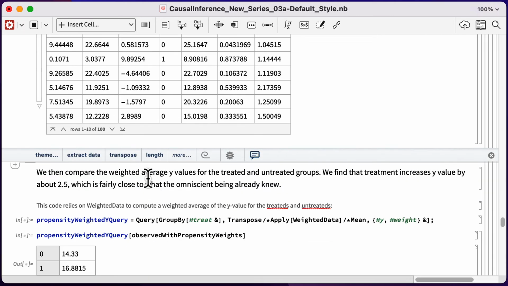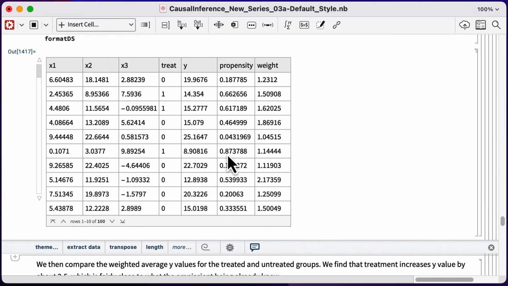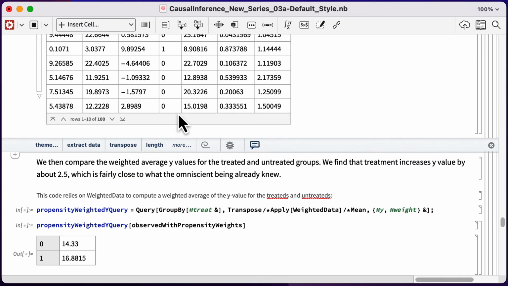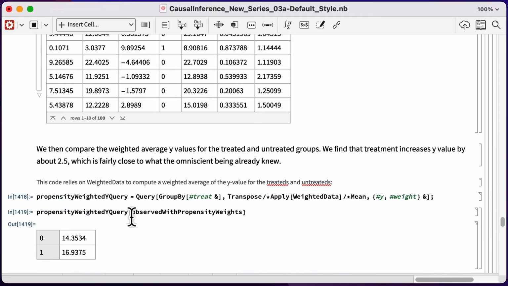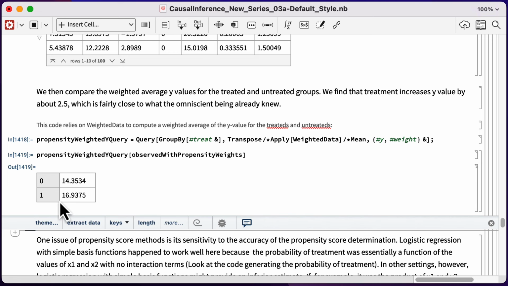Okay. Now what we're going to do is compare the weighted average of the people who received treatment and the people who didn't receive treatment. When we do that, we find that the people who got treatment did about 2.6 better than the people who didn't receive treatment. So this is a pretty good response.